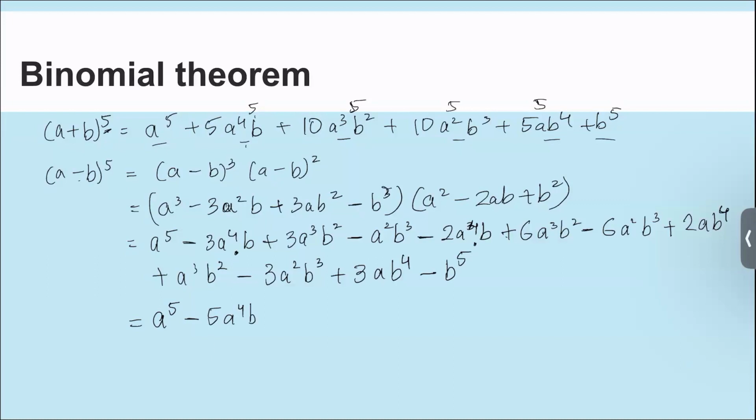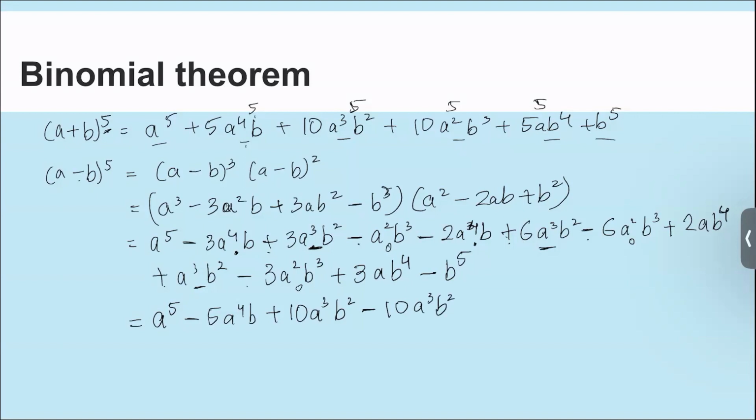And then a cube b squared. Then you have 6a cube b squared and you have a cube b squared. So all of them have the signs as plus. So it is plus 10 a cube b squared. Then you have a squared b cube, and minus 3. So over here, you can see all of them have the negative sign. So it's minus 10 a squared b cube.